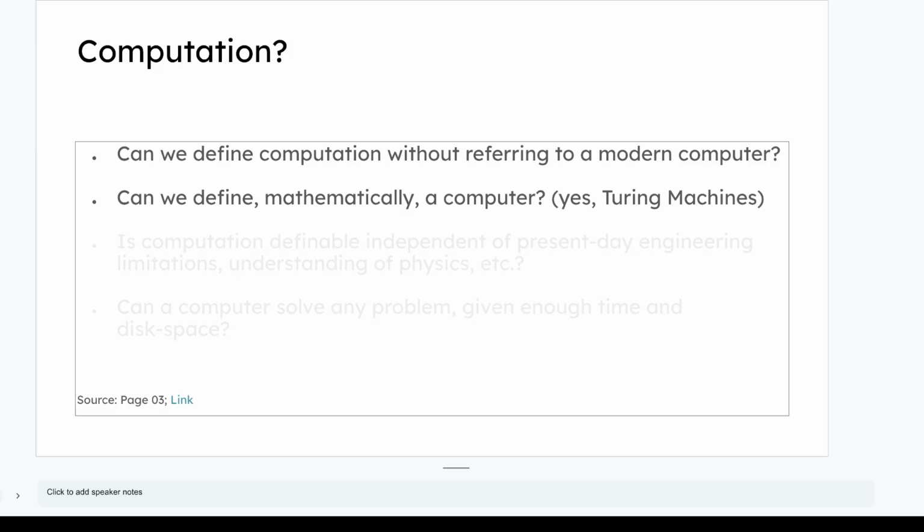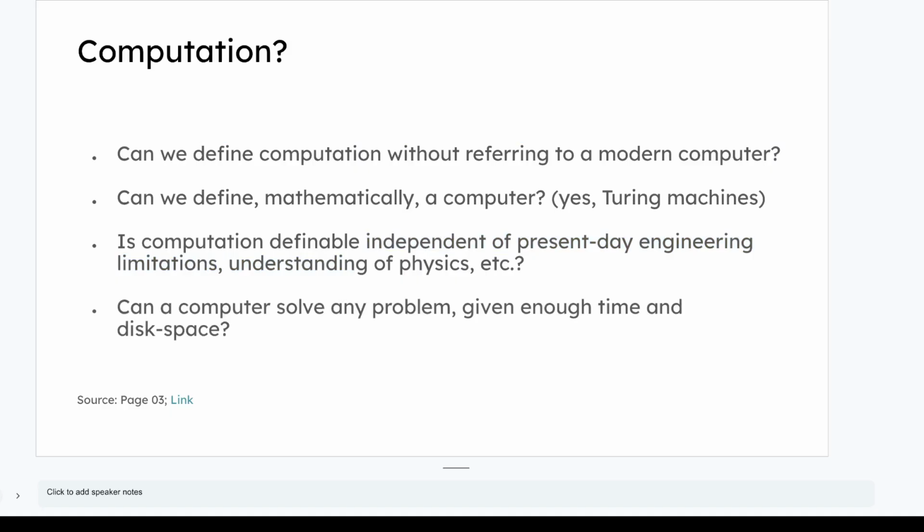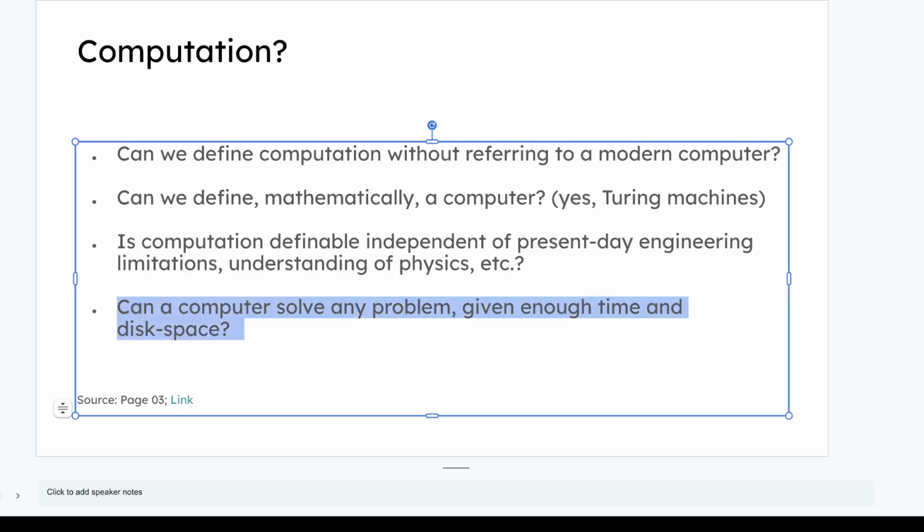The answer is indeed yes, the Turing machines. Next, can we provide a concrete definition for the word computation, independent of present-day engineering limitations, that is, understanding of physics, chemistry, quantum computing, or whatsoever? And the most interesting question here: can any computer, be it a digital computer or quantum computer or any xyz that we are not aware of, solve any problem? Can a computer solve any problem given enough time and disk space? Now here, one word that is questionable is enough. What is enough? Whether it is 10 power 9 years, whether it is 10 power 100 years, what is that enough time actually? This is a very interesting question.